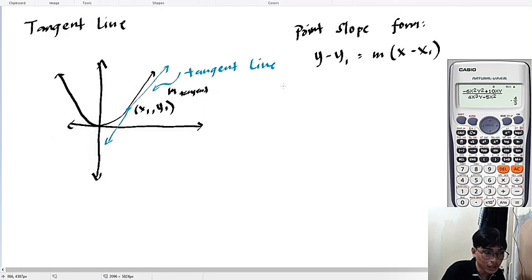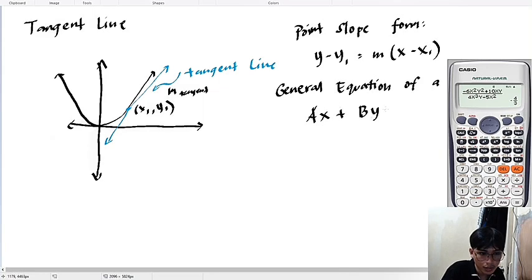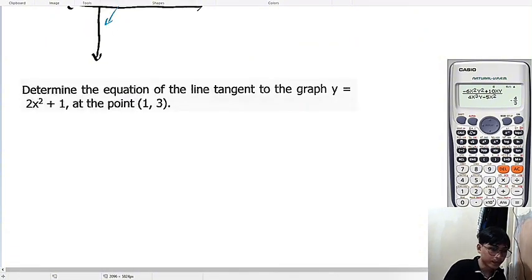And remember, the general equation of a line is simply ax plus by plus c equals to 0, where a, b, and c are constants and x and y are your variables. Okay, now let's have an example para makuha na tong equation sa tangent line. Example number 1. Okay, let's have an example number 3.